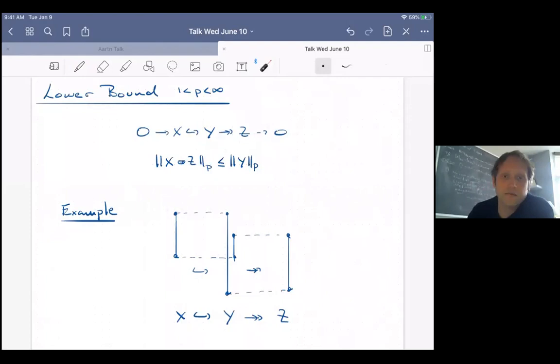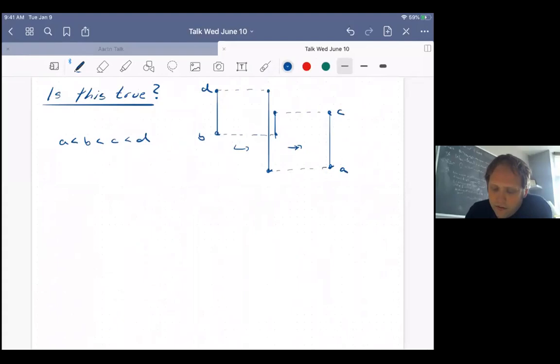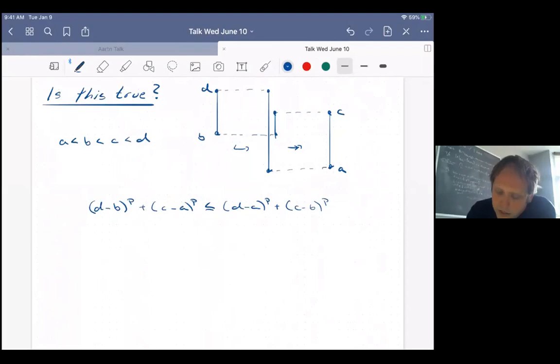So what we're trying to do is show that, here I have this same example with A, B, C, D with the values ordered in the way that they are. And I want to show that D minus B plus C minus A is less than D minus A plus C minus B, right? You know, this seems reasonable, but it's not at all clear why it should be true. Right, so there's a fun trick involved with proving this.